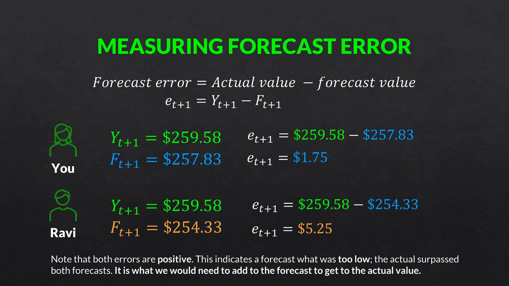But remember, the actual comes first, minus the forecast value. Now note that both errors are positive. This indicates a forecast that was too low. The actual price surpassed both forecasts in this case. Think of it as what we would need to add to your forecast, each of you, to get to the actual value. To get from your forecast of $257.83, we would have to add $1.75 to get to the actual price of $259.58. Same thing in Ravi's case, just different numbers. A positive error means the forecast was too low because the actual is larger.